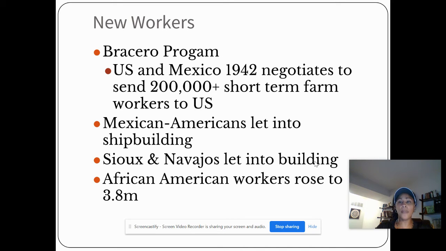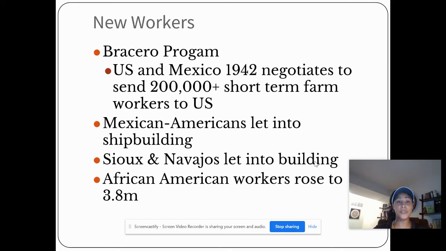And in the project I'm going to give you guys for your assignment today, the Bracero program will be in that. It's just kind of a look at that. U.S. and Mexico, 1942, negotiates to send 200,000 plus short-term farm workers to the U.S. So that's part of the Bracero program.